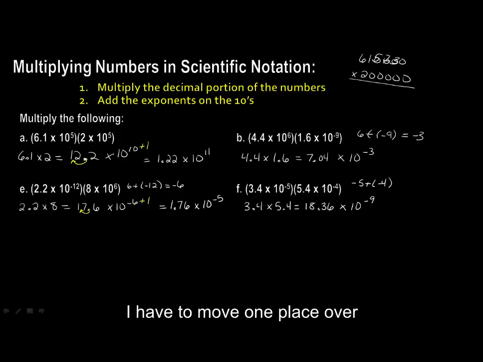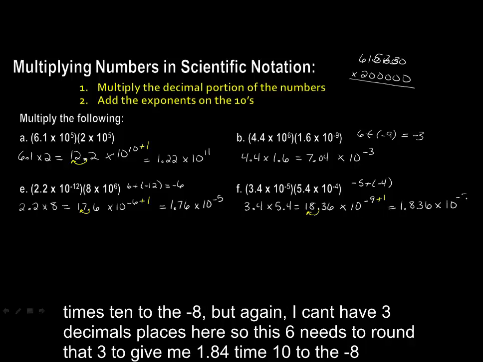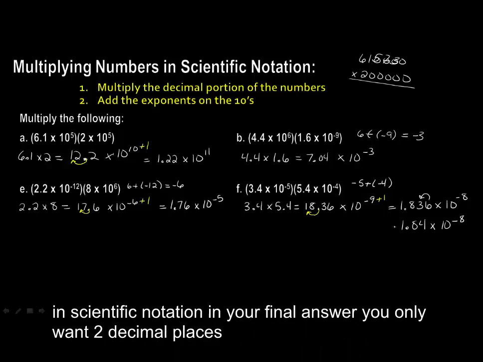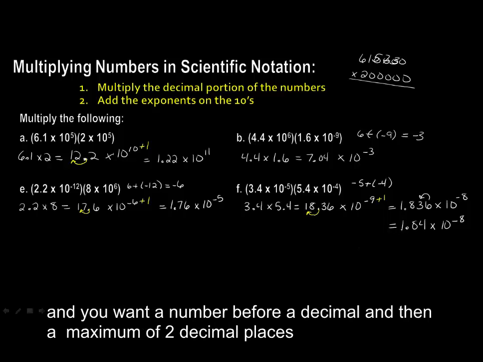I have to move one place over and add 1 to my exponent, which means I'm going to have 1.836 times 10 to the negative 8. But again, I can't have 3 decimal places here, so this 6 needs to round that 3 up. That gives me 1.84 times 10 to the negative 8. In scientific notation, in your final answer, you only want 2 decimal places. And you want a number before the decimal and then a maximum of 2 decimal places.